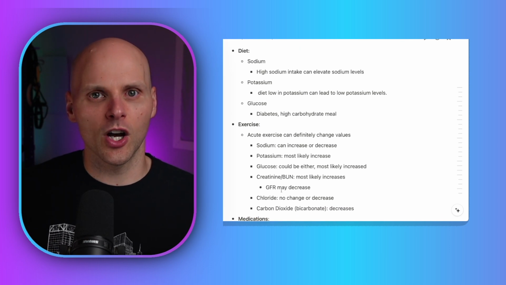And so this is just acute exercise. So if you said, hey, I just got back from the gym, I was working out, and then you go to the lab to get some blood drawn, you may see some changes there. Just something to consider as well.